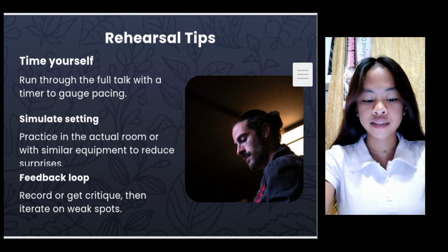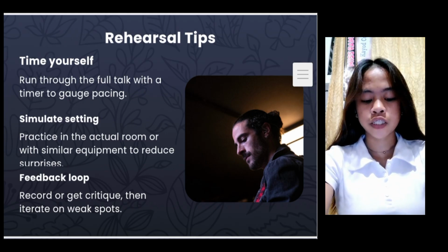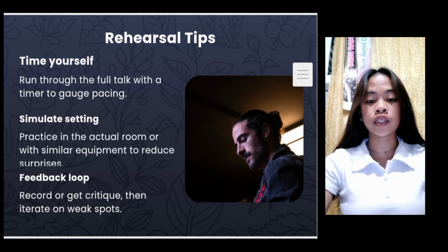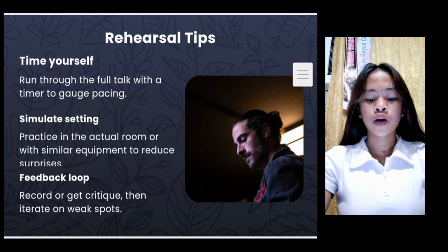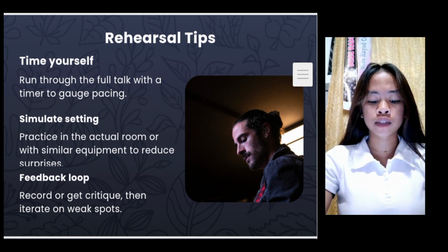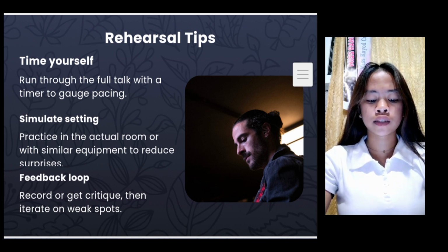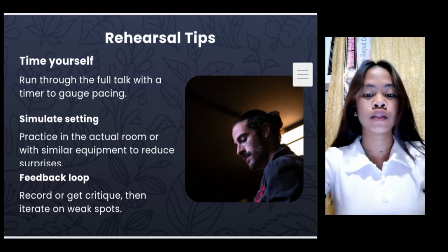And next is feedback loop. Record or get critique, then iterate on weak spots. Example: asking others to give comments about your presentation so you can improve it. After practicing, your classmate says your explanation is good, but you should speak louder.